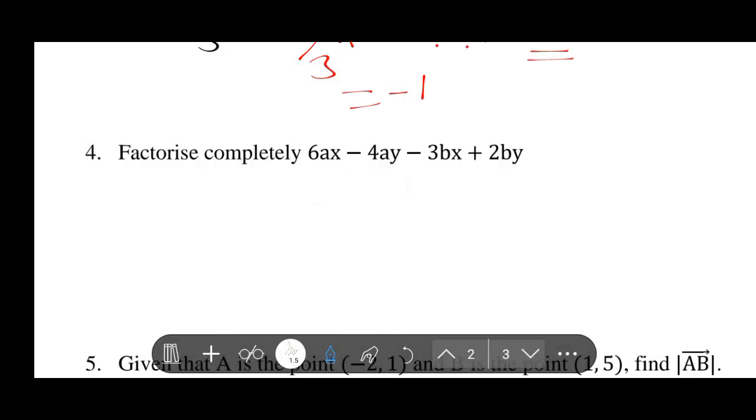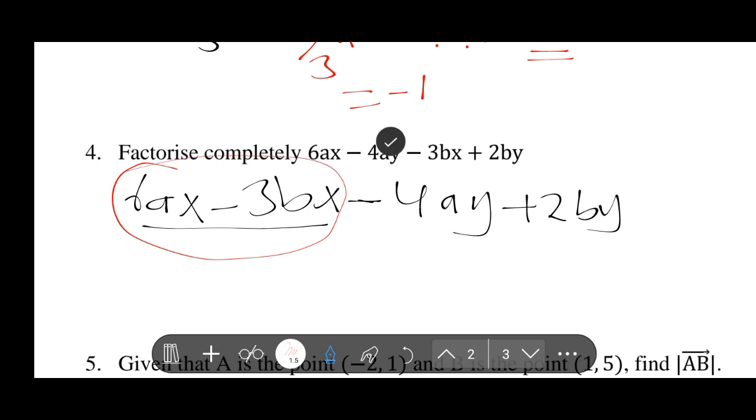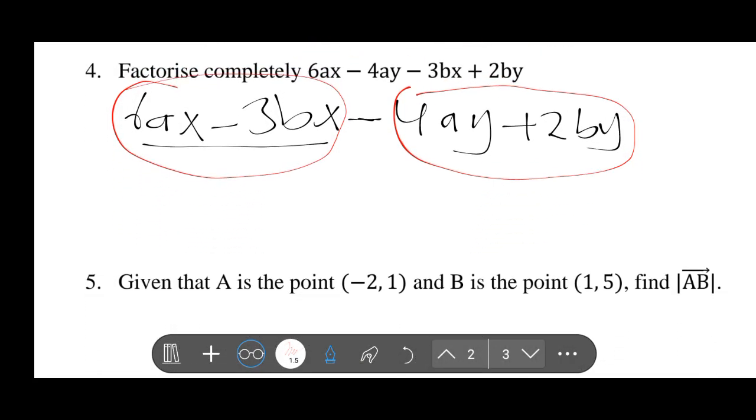Factorize completely. So this one, we will collect the like terms first. So write 6ax minus 3bx, and then the other one followed by 4ay plus 2by. Now let's factorize this one. We'll group them in this form, so we are going to group them like this.